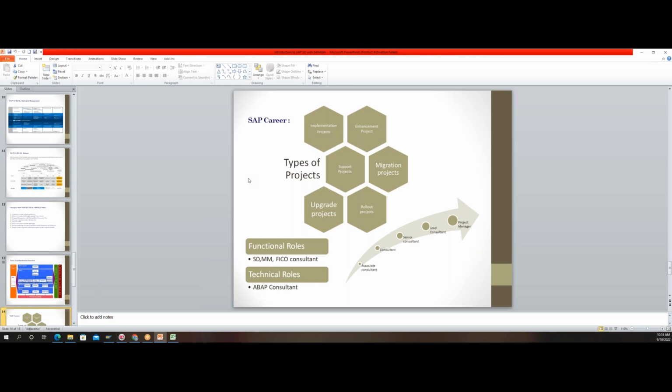Migration and upgrade is nothing but moving from R2 to R3, or from R3 to ECC. These are upgrades. Migration is similar to that. ECC has versions, enhancement packs, from pack 5 to 6, 6 to 7. If you are moving between them, it is called a migration. So this is how the SAP types of projects work.